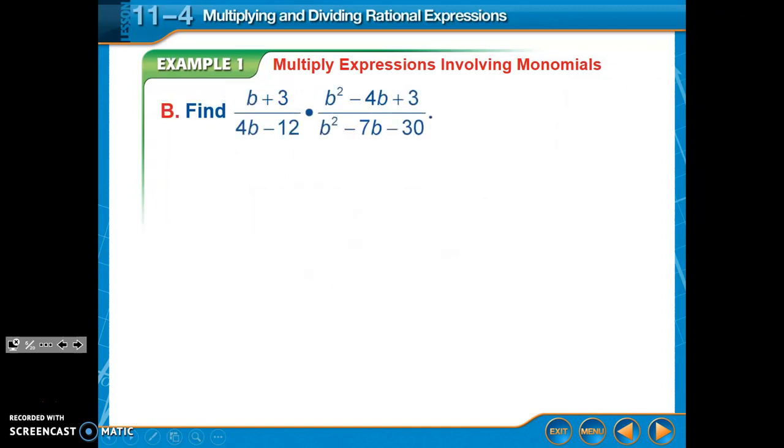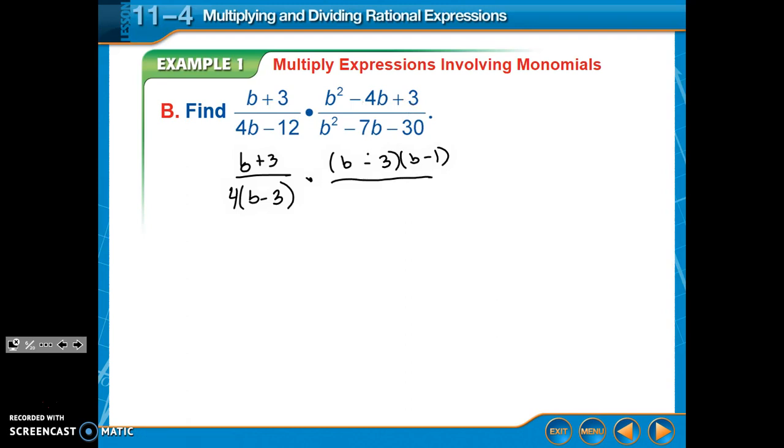Okay, so with these, the first thing we always want to do is factor as much as we can. So b plus 3 can't factor any further, so I'm going to leave it. On the bottom, these both have a multiple of 4, so I pull out 4 and I have b minus 3. Okay, and then up top here, I want to multiply to 3 and add to negative 4, so it's going to be b minus 3 and b minus 1. Negative 1 and negative 3 multiply to a positive 3 and add to a negative 4.